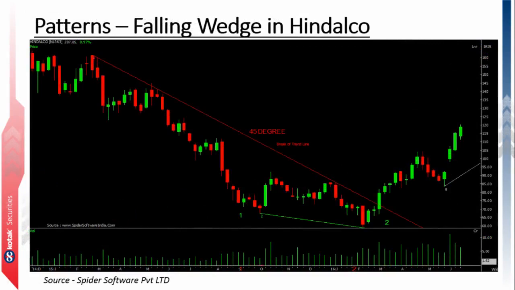Falling wedge pattern, again it's a pattern, and falling wedge is a bullish consolidation formation that we consider. In the past, when Hindalco was trading at 70-65 levels, at that time the stock formed a falling wedge pattern, and it broke this level. After breaking the trend line of 45 degrees, we saw a very strong upsurge in the stock, and today the stock is quoting at somewhere around 220, 230.